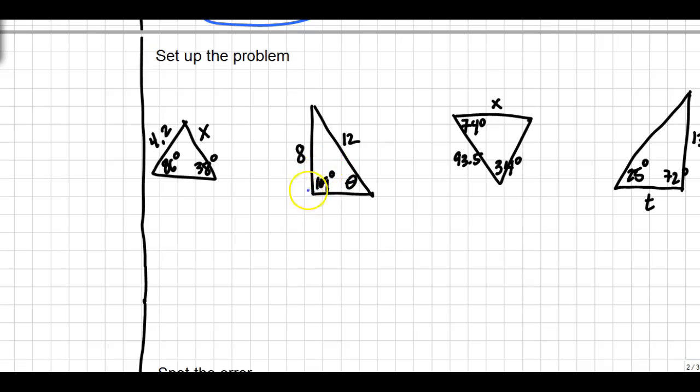This angle here is 109. This one here is 34. This one up here is 74, and the side length here that got cut off from the screen should be side length 13. Go ahead and set those up on your own. Pause the video and the answers will be displayed shortly.